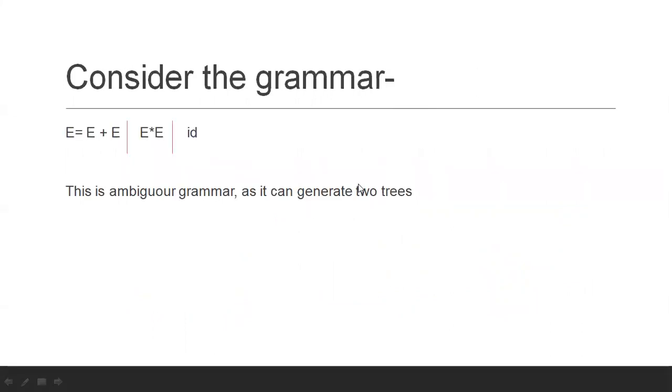See this grammar. E gives E plus E or E into E, and it also gives ID. Now what is this ID? ID means A, B, C. Now I will make you clear. A is equal to B plus C into D. Suppose this is the situation. Now here also it is possible that B plus C is done first, and then the addition of B and C is multiplied with D and then assigned to A.